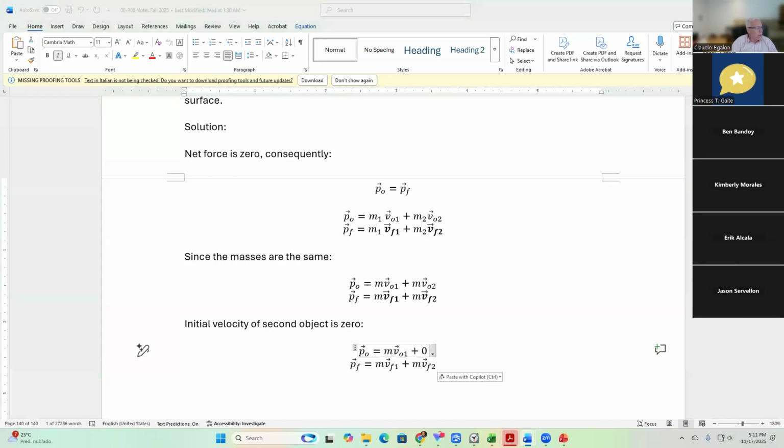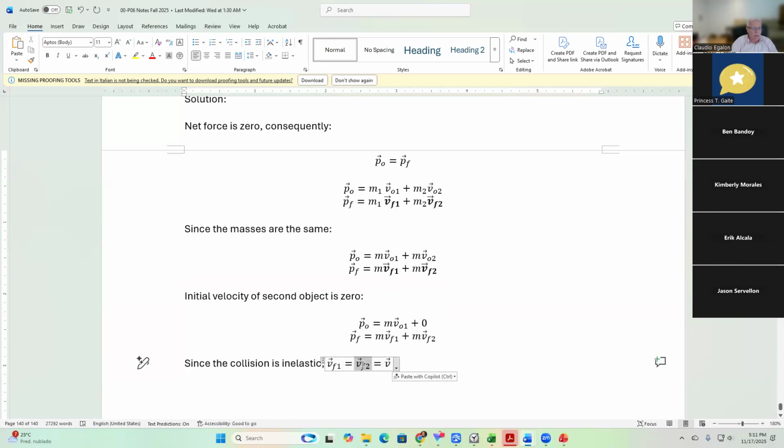And we are going to apply another important condition that's related to the inelastic collision. Because it is an inelastic collision, the final velocity of the first object must be equal to the final velocity of the second object. Now we can simplify the notation and just write down this final velocity as being v. That's an important thing about inelastic collisions. In an inelastic collision, the final velocity of the first object will be equal to the final velocity of the second object.